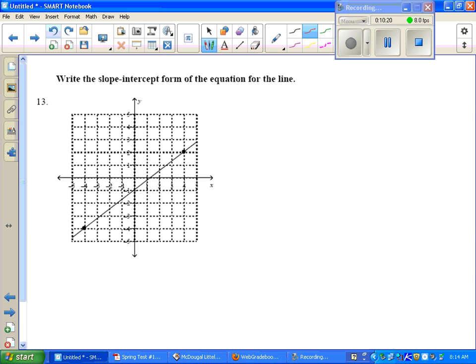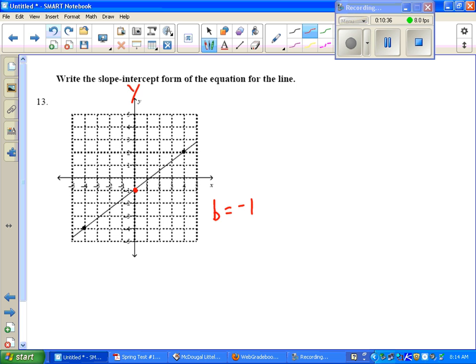Number 13 says write the slope-intercept form of the equation of the line. The easiest thing for us to see is the intercept, or the b value. So b's value, as you're looking at it where it crosses through the y-axis, is -1. Then you need to find the slope.